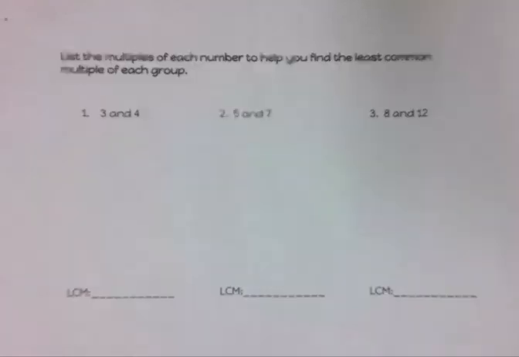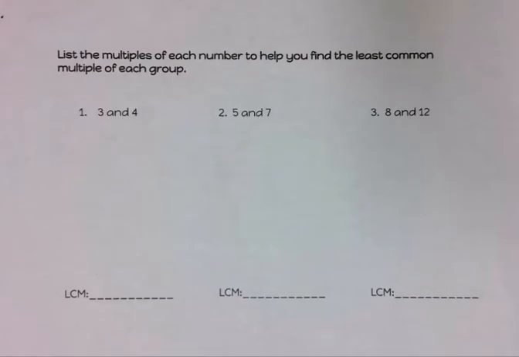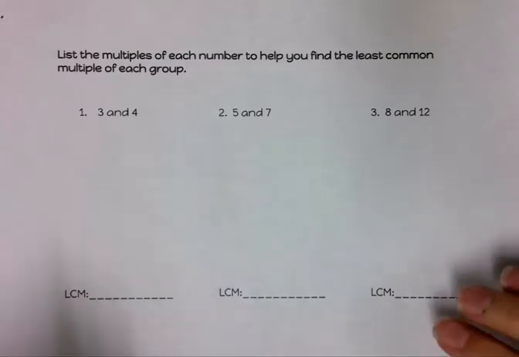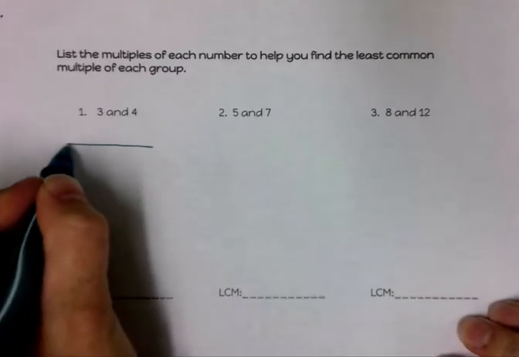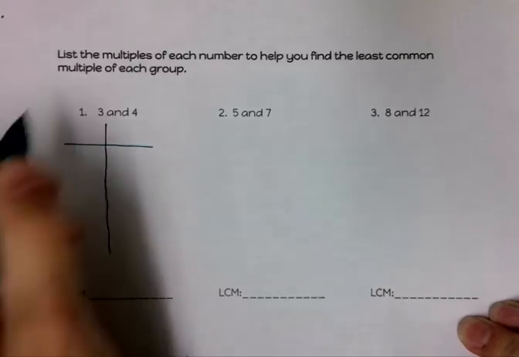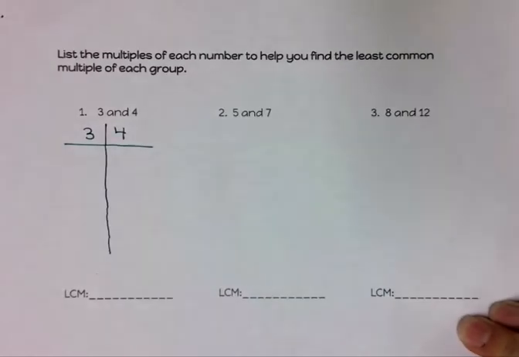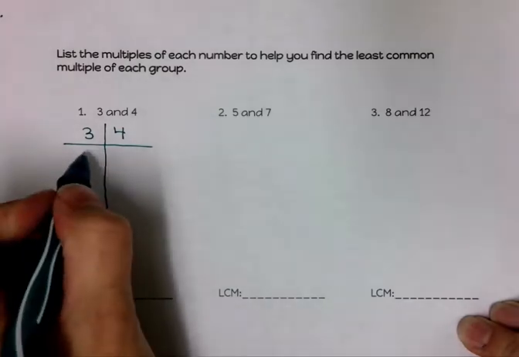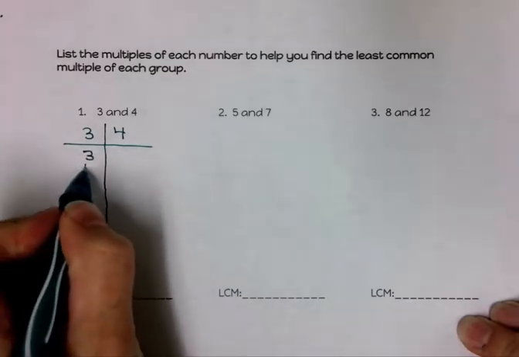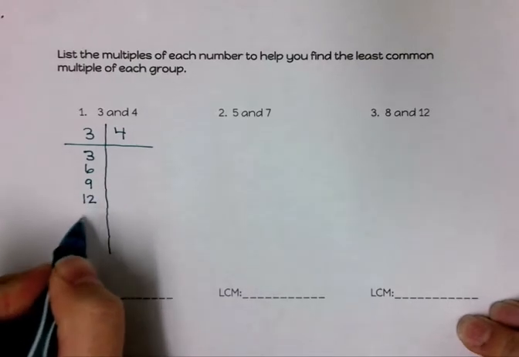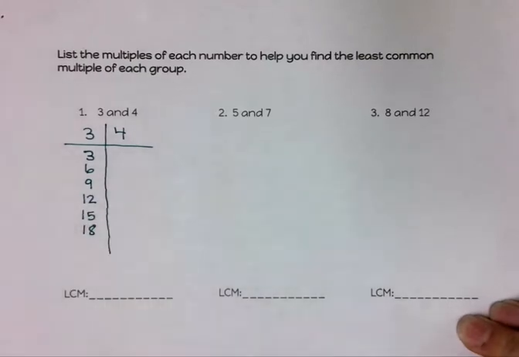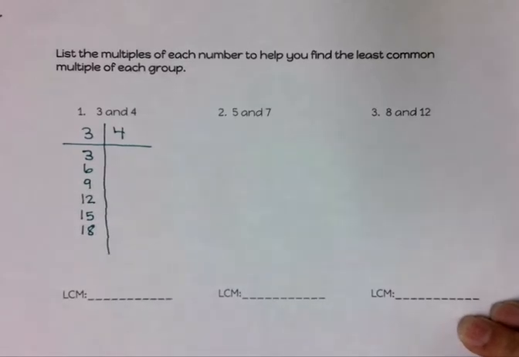So for our first one, we have: list the multiples of each number to help you find the least common multiple of each group. We have the numbers 3 and 4. When I find least common multiple, I like to set this up basically in a T chart. I put my two numbers at the top. Then from there, I can list my multiples of each number. So take a moment and let's list our multiples of 3. And then we'll list our multiples of 4.